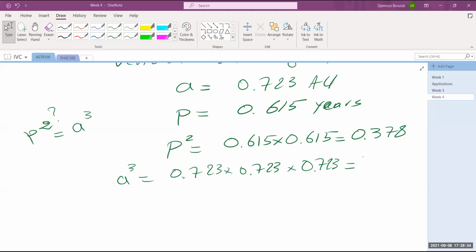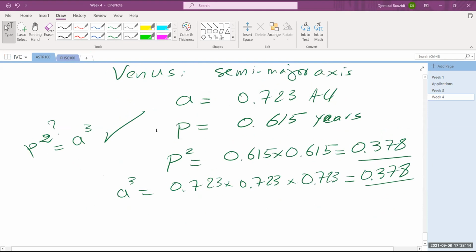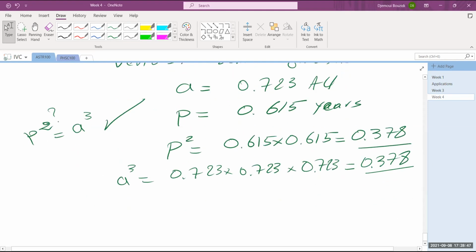So if I share again the notes, that is actually 0.378. So indeed, the two numbers are the same. That means, yes, it checks. Okay, so Venus checks.